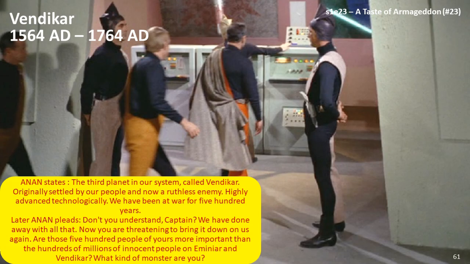We discover that the third planet in this system is also inhabited. It was colonized by MNR7, became independent, and has engaged in war with MNR7 for 500 years. For Vendikar to be a threat, its colonization must have begun 100 or 200 years prior to this.